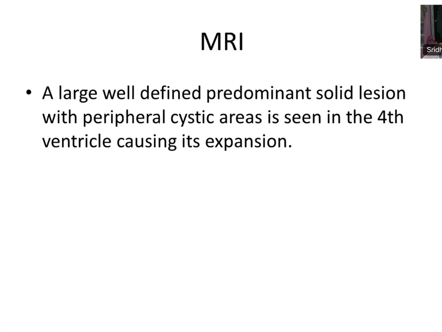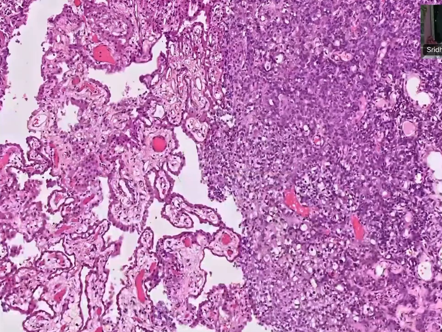MRI showed a large mass in the posterior fossa, predominantly solid. Histology is this. You describe this slide. Sir, in this image, one part is showing a normal choroid plexus lining, so that tells about the fourth ventricular side. Yes, sir. And the other part.